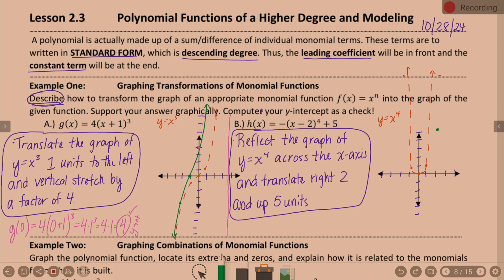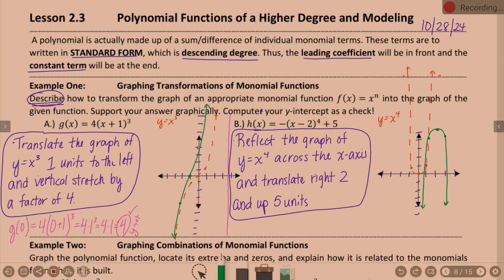Instead of going over 1, up 1 both directions, because it's reflected upside down, I'm going to go over 1, down 1 both directions. Technically, the other part would be going over 2, down 16. My graph is going to be something like that. Alright, let's compute this.